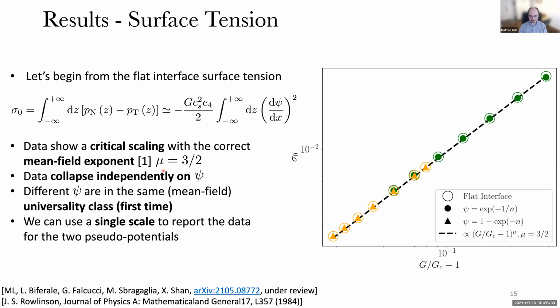It was already known that the exponents are mean field for the Shan-Chen model, but at the same time that the prefactor of functions changing the pseudopotential is the same is a bit of a novelty. And what this means for us is that, practically speaking, we can use only one scale to represent all the data independently on the pseudopotential that we're using.